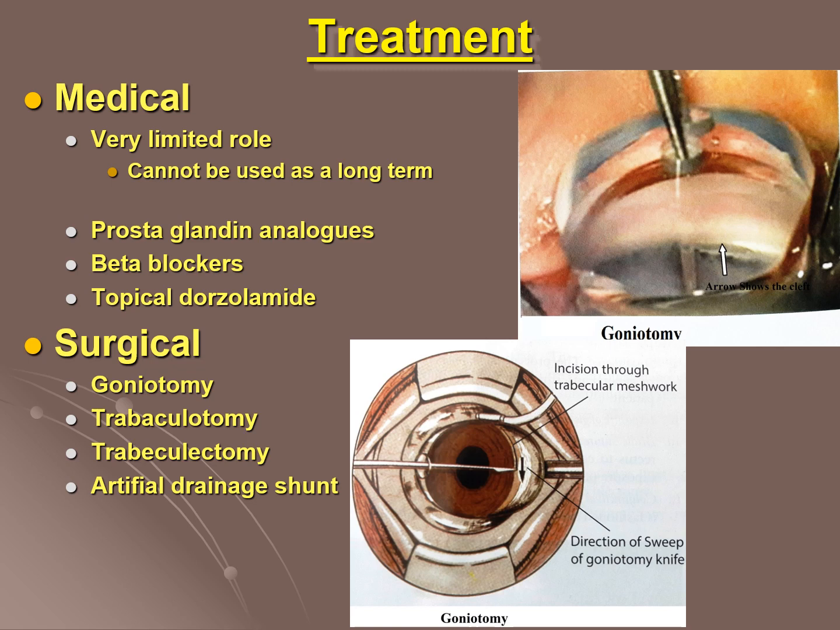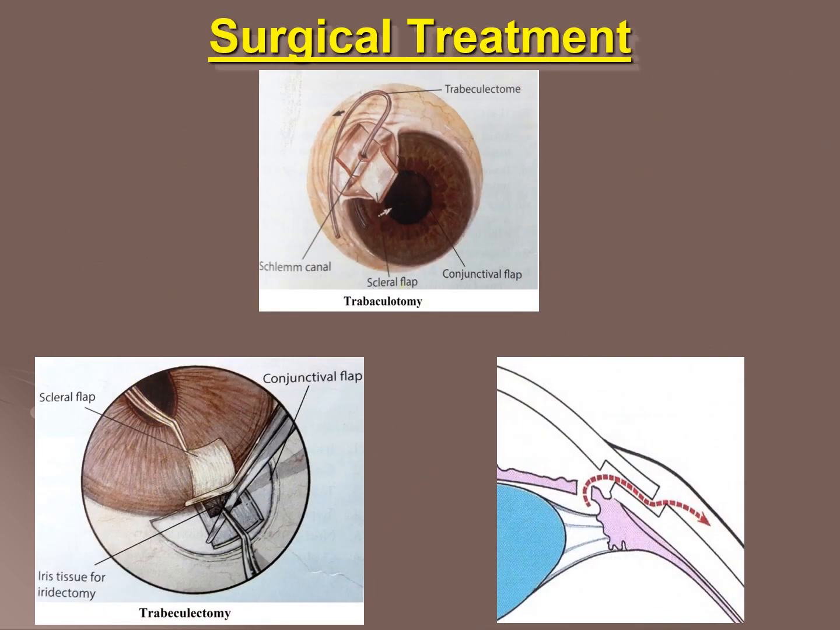In goniotomy, we enter into the anterior chamber and give a cut into the trabecular meshwork. Here we need the clear cornea, but it is usually not successful. If it is, then we do the trabeculotomy.